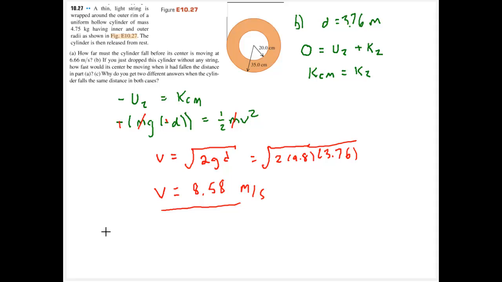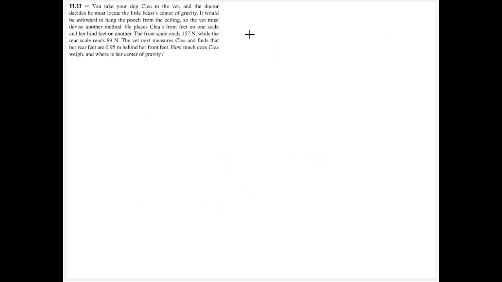So part C, the reason for that is because some of the energy goes into rotating the ring if I have the string attached. So not all of the energy can be transformed into velocity as it was able to in part B.